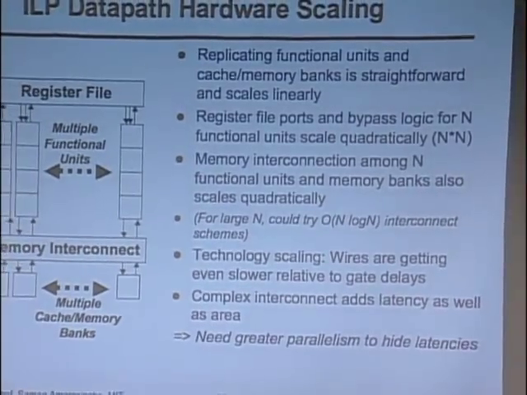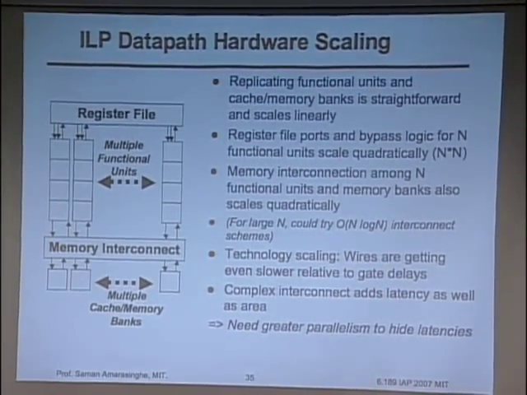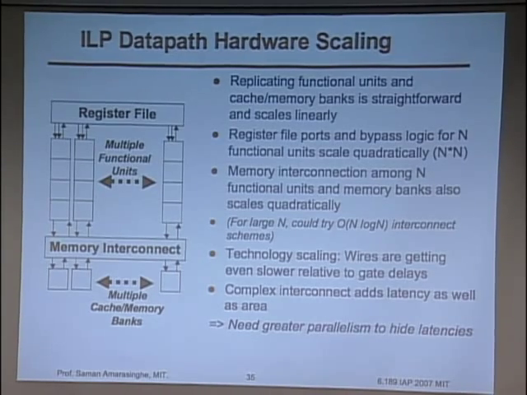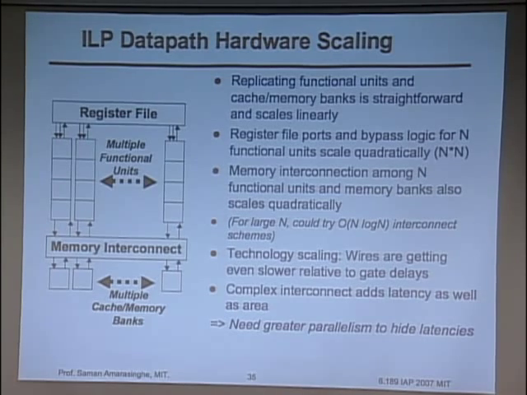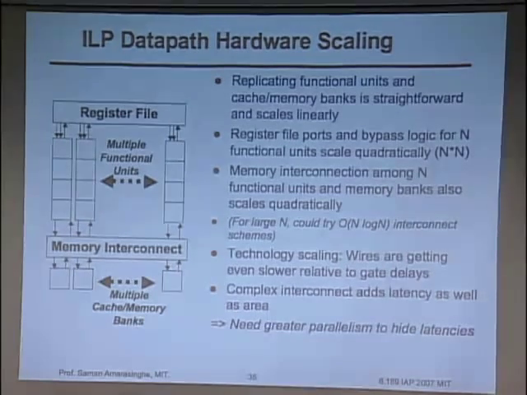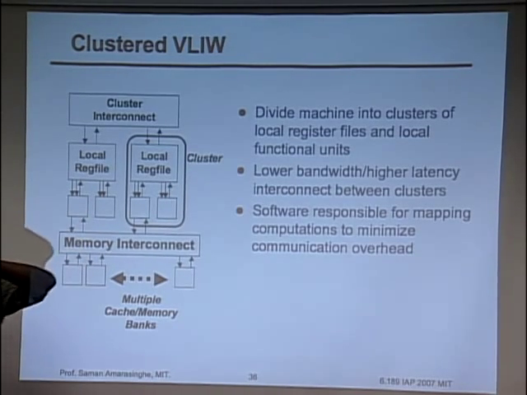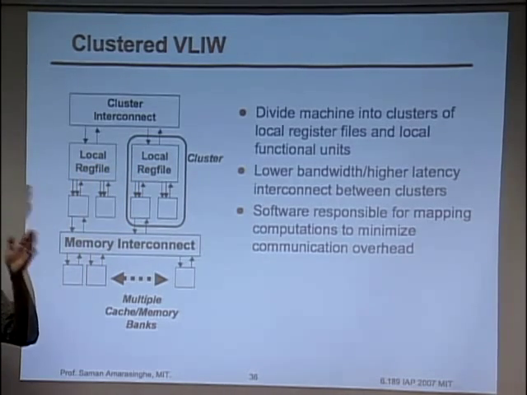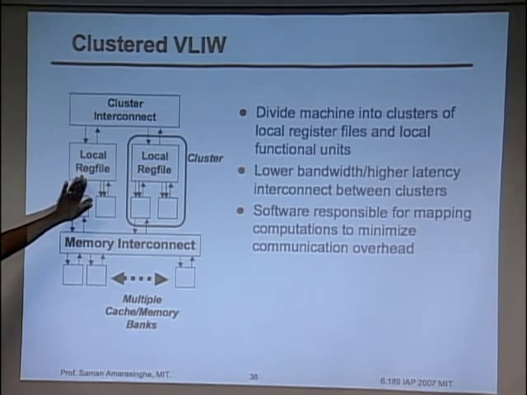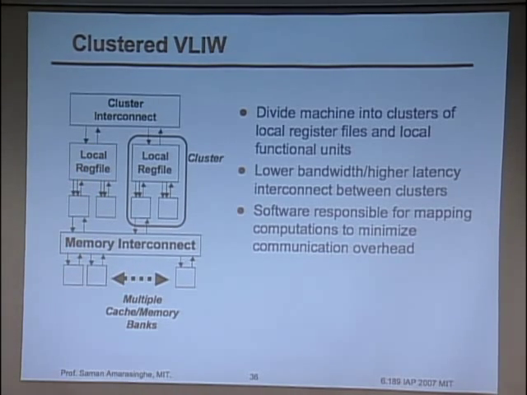So people tried to build it. You can do 4 or 8 wide, but beyond that, the register file and memory interconnect became a big mess to build. And so one modification people did was called clustered VLIW. So what happens is you have a very wide instruction in here. It goes not to one cluster, but to different clusters. Each cluster has its own register file, its own memory interconnect.